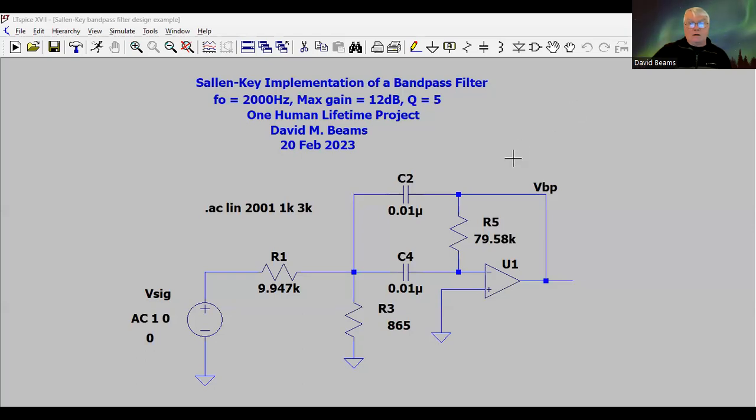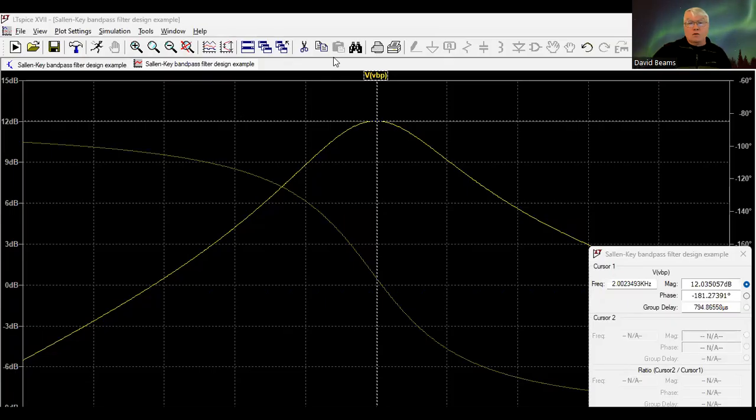So here is the LTSpice schematic, and I have set the analysis parameters to do a linear frequency sweep consisting of 2001 points spaced linearly between 1 kilohertz and 3 kilohertz. That gives us one data point for every 1 hertz. So I've run the simulation and I've used a cursor to locate the center frequency and the response at the center frequency. And at 2.002 kilohertz, we're getting a gain of 12.03 decibels. So we've hit two of our targets right on.